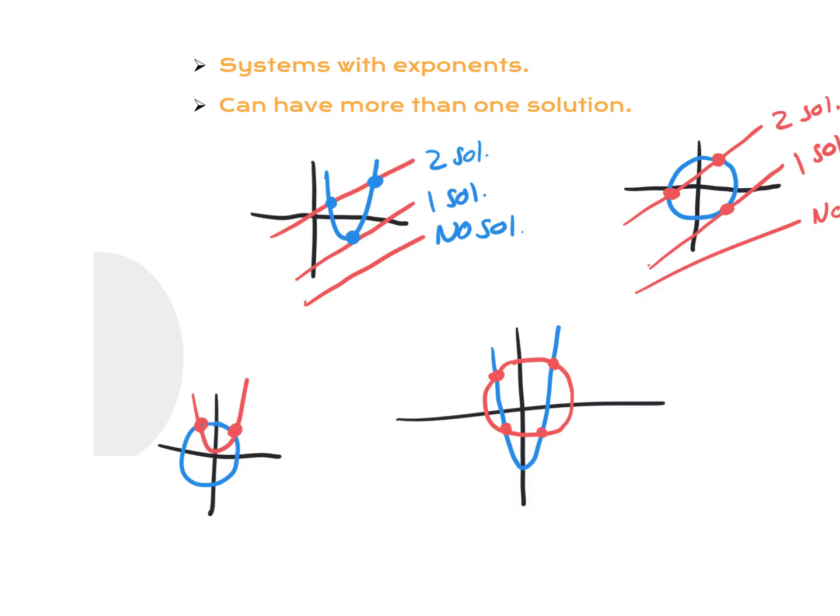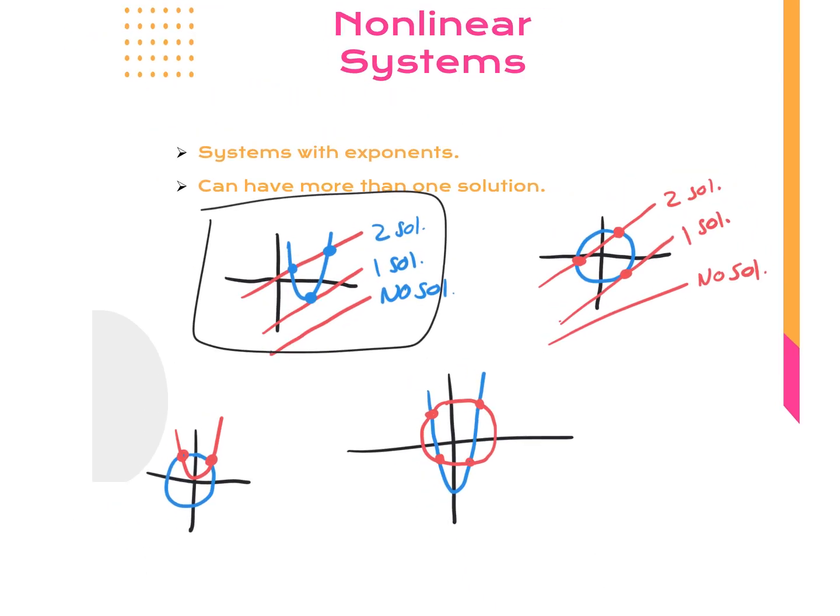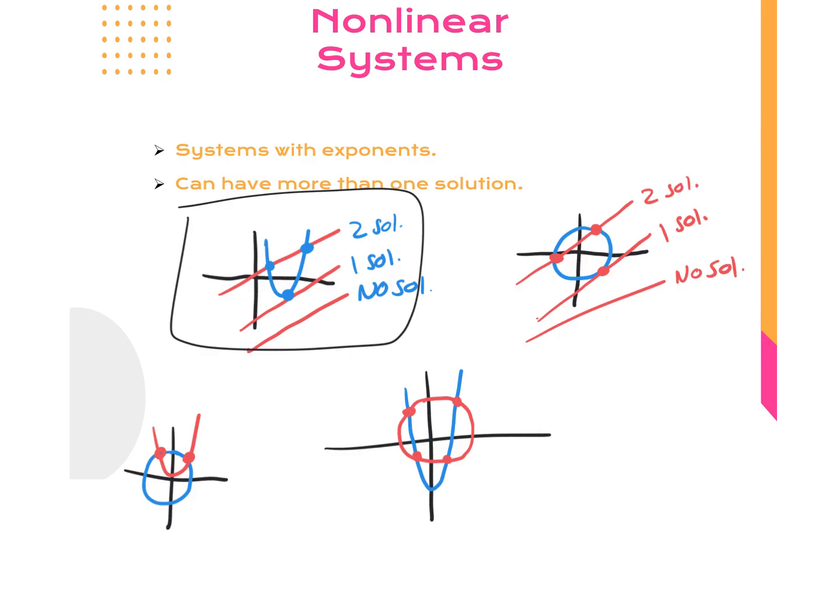All right, but really the one that's going to make up the majority of the focus of this class is a quadratic with a line. A quadratic with a line might be one of the simpler kinds of nonlinear systems that we do. And again, it's good to be aware that some of these other ones exist, but we don't really need to spend too much time going over these.